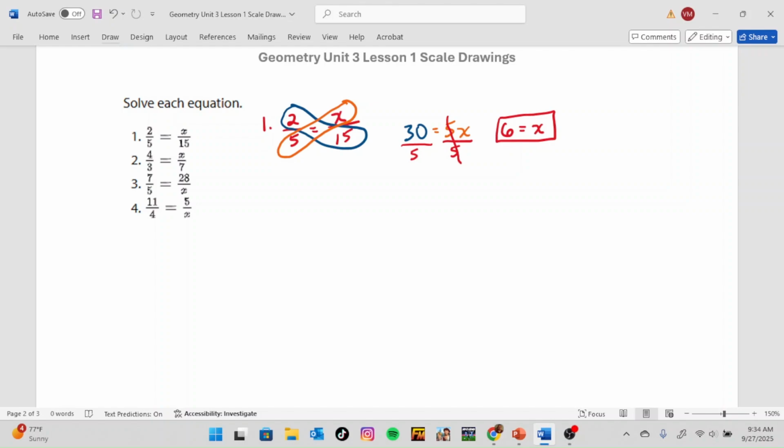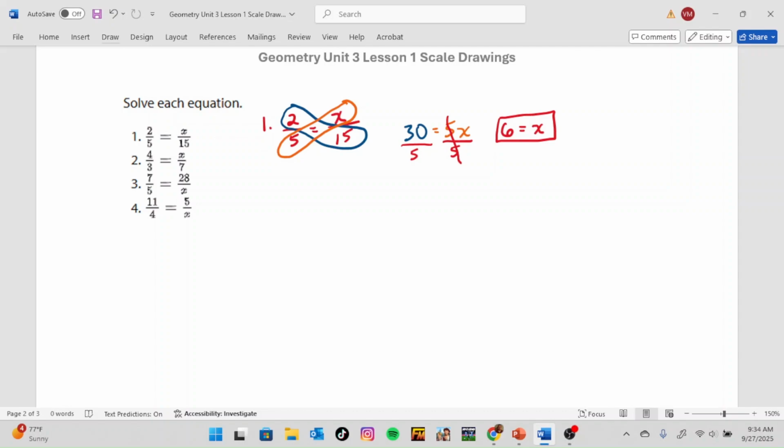If you want to double check yourself, substitute your answer in for x. To go from 2 to 6, I would multiply by 3. To go from 5 to 15, I would also multiply by 3. Therefore, this 2 over 5 turns into 6 over 15 by multiplying by 3, so my growth factor would be 3.